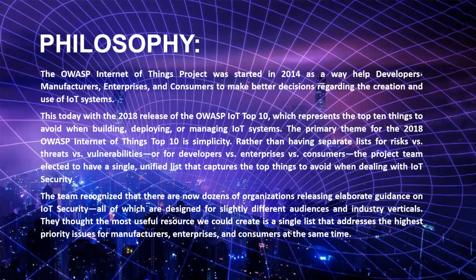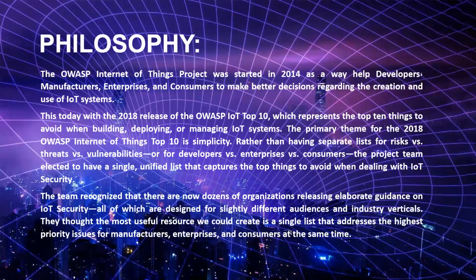The primary theme for the 2018 OWASP Internet of Things Top 10 is simplicity. Rather than having separate lists for risks versus threats versus vulnerabilities, or for developers versus enterprises versus consumers, the project team elected to have a single unified list that captures the top things to avoid when dealing with Internet of Things security.